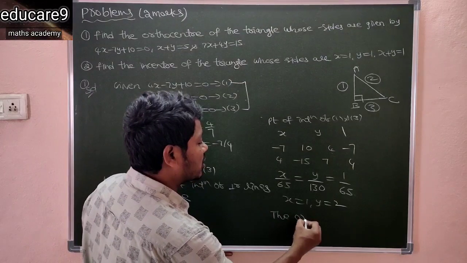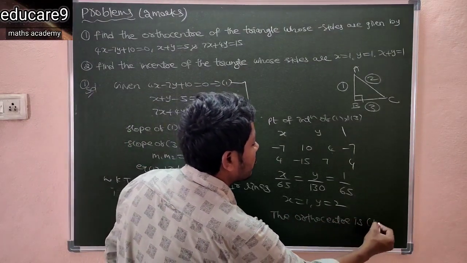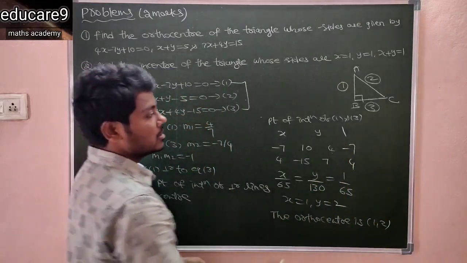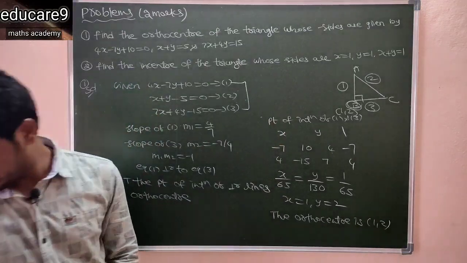Therefore the orthocenter is 1, 2. Okay. So this is the point B. This is called the orthocenter.